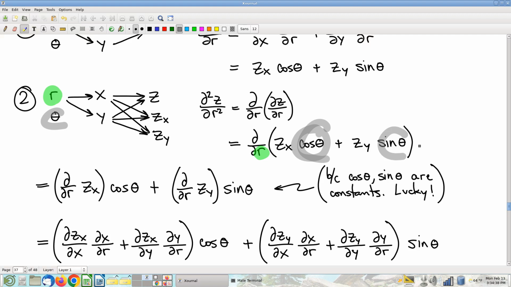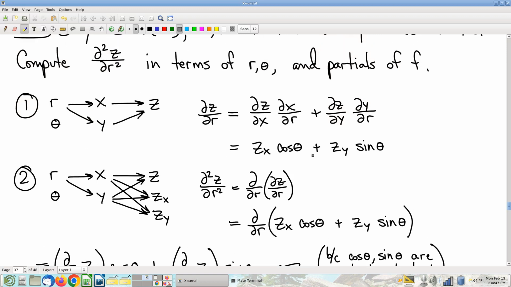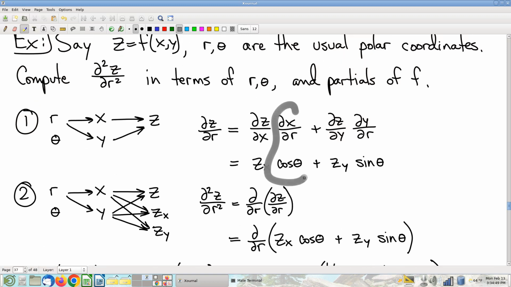Everybody on board with that part? Yeah. So going back to the first thing, dx/dr is cosine of theta. Yes. Why is dx z?